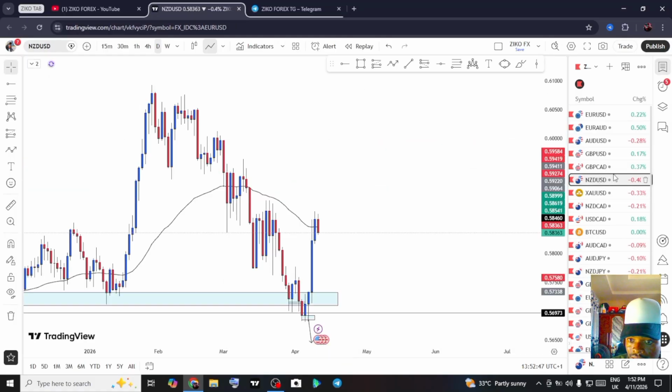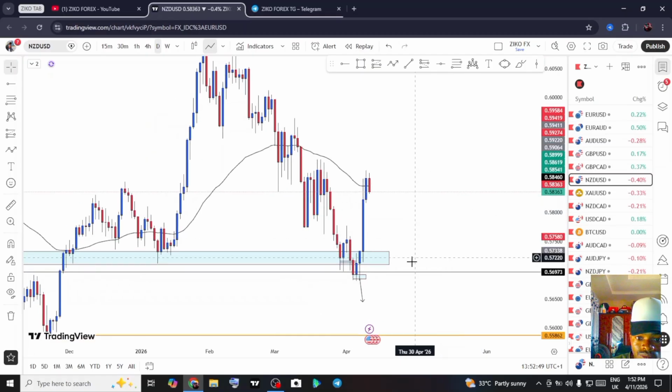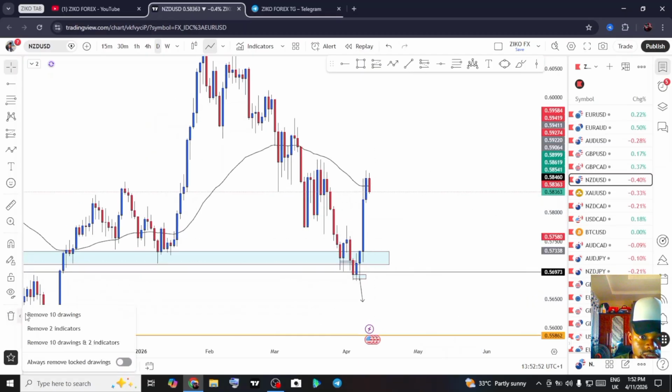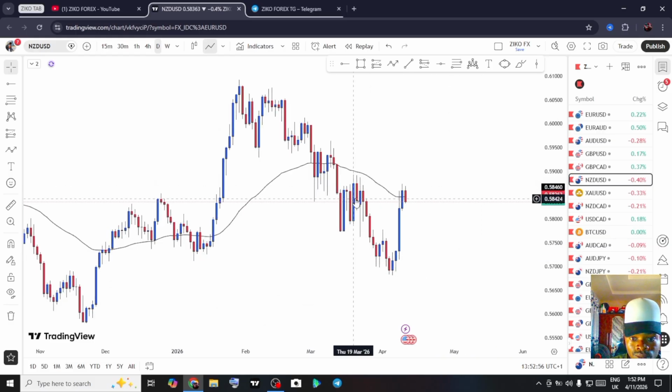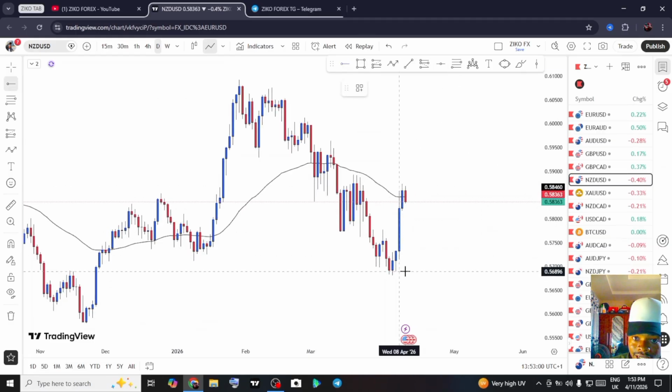So let's see, NZD USD, another pair. Let's see what we have. We delete everything on the chart and see. Now this market structure technically is bullish because this right here was the lowest point at the time, which makes this the lower low, and this right here is the lower high for that.